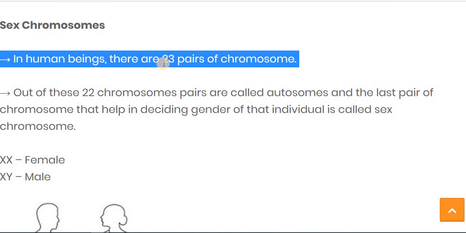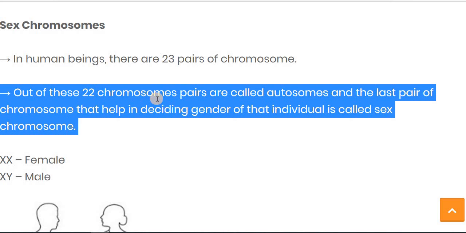So out of 23, the total 22 chromosome pairs are called autosomes, and the one which is responsible for sex determination is called the sex chromosome. So in human beings, there are 23 pairs of chromosomes. Out of these, 22 pairs of chromosomes are called autosomes, and the last pair of chromosomes, which decides gender, meaning which is responsible for sex determination, is called the sex chromosome.